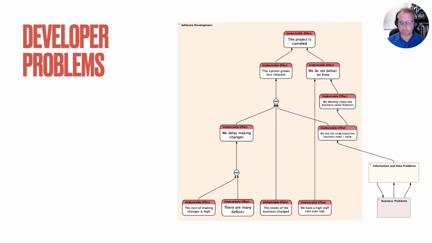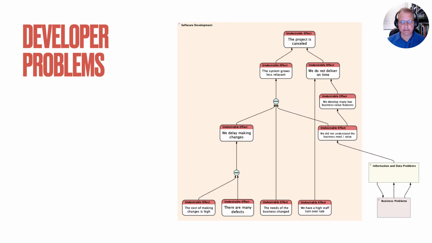Likewise, if we don't understand the business value, then the system could grow less relevant. And if we don't understand the business value, then we end up developing many low business value features. And if we develop many low value business features, and maybe we have high staff turnover rates, we don't deliver on time. And then again, if we don't deliver on time, project's canceled.